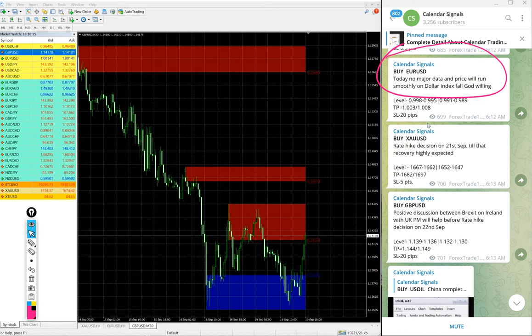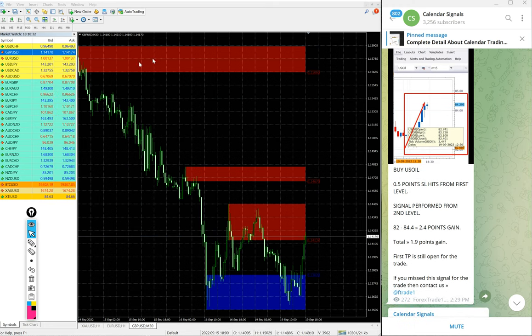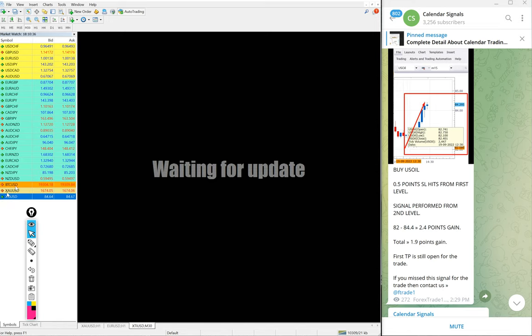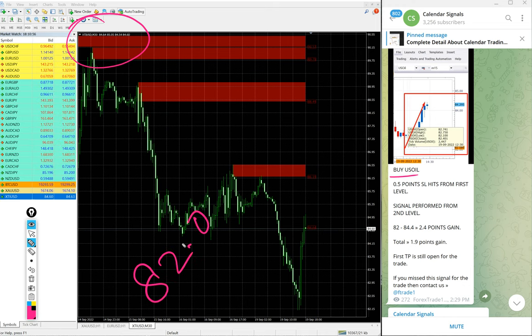Likewise, on each and every signal we also mention the reason why we are giving that particular script, buy or sell. Now we will see the performance of the signals one by one. First, USOIL. Here you see XTIUSD. In some brokers it is named oil, and in some brokers it is XTIUSD. And we gave buy USOIL today. USOIL entry at 82 and high traded 85.